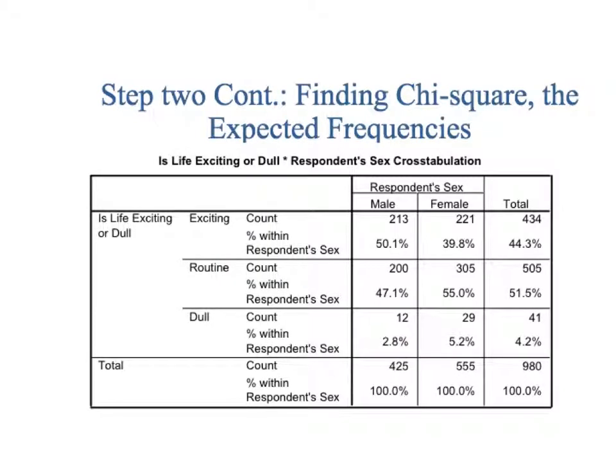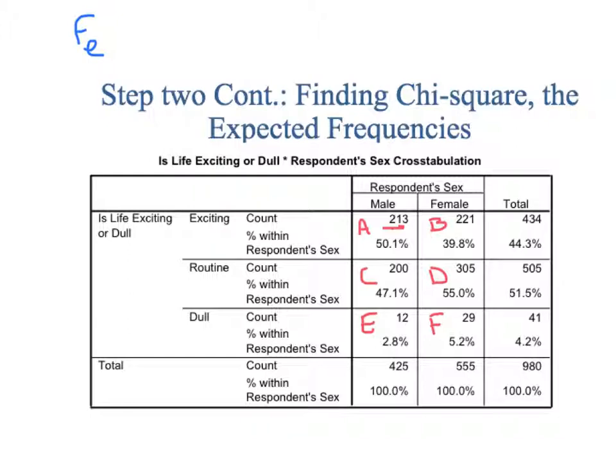We have an example of a crosstab, and so the f of O, the observed, is the actual count in the cell. So 213 would be the f of O for cell A. So if we go ahead and label each of these cells, we would have cell A, the f of O is 213. So now we need to calculate f of E, the expected frequency.